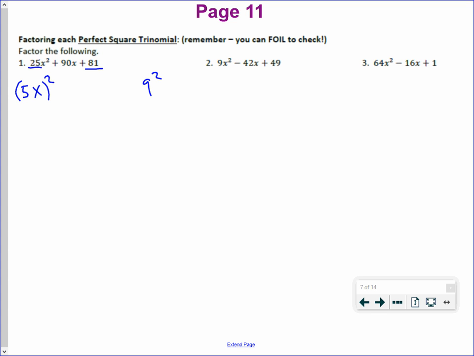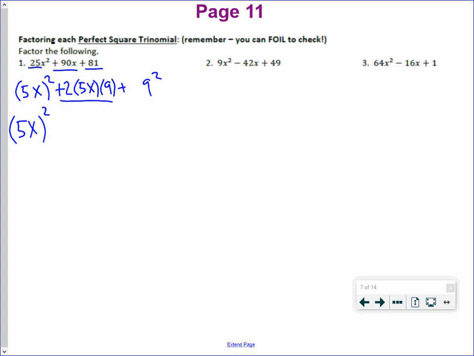Now the next thing we need to make sure of is that the middle term of 90x is going to give us 2ab, a positive 2ab, right? That's what the equation in the previous slide gave us. It has to be a squared plus 2ab plus b squared. So if we take 2 times our a of 5x times our b of 9, this right here should equal our 90x that they gave us. And if it does, that means we have a perfect square trinomial, and we can factor with the rules we just learned. So let's figure out what 2 times 5x times 9 actually is.